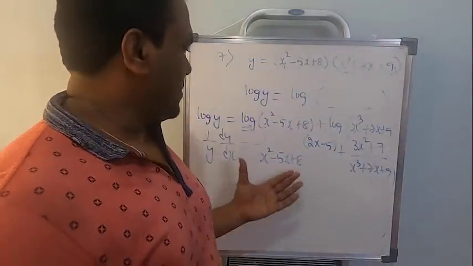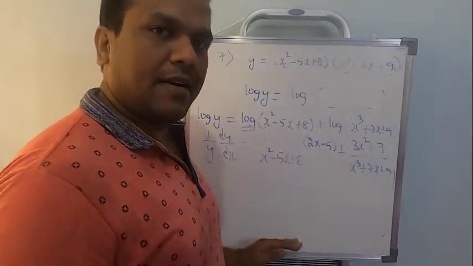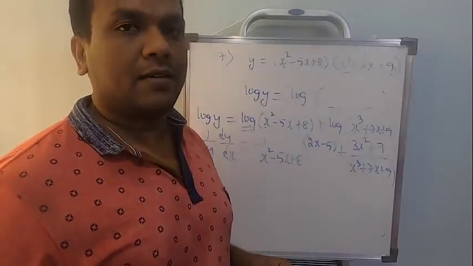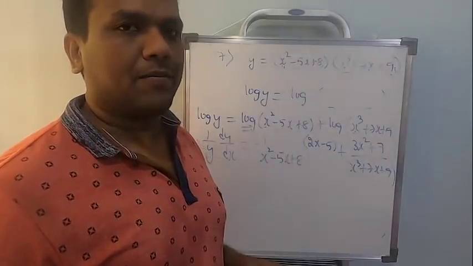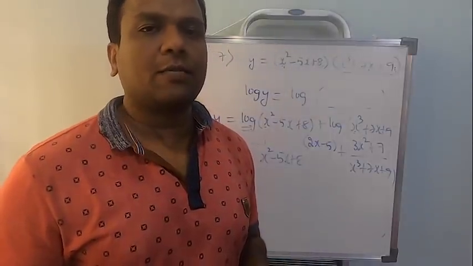Students, what I will suggest is first shift y to right side, then simplify and then reduce it to the simplest form. Make sure the answer in all the three methods will be same. So students, we come to the end of the logarithmic differentiation.